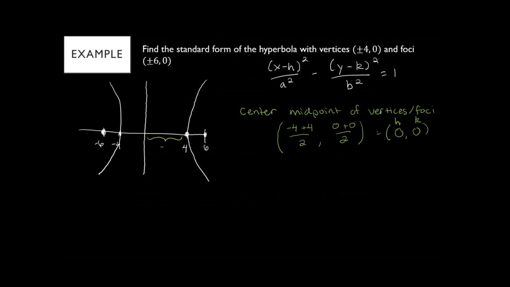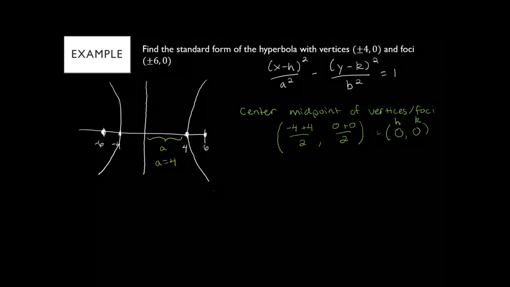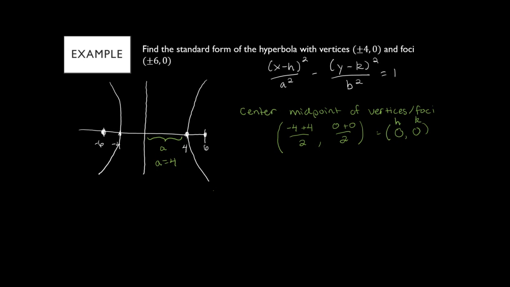So this distance here is equal to A. And since our center is at 0, this is telling us that A is equal to 4, because basically the distance from 0 to 4 or -4 is 4. And then this distance here is C. So since the center is at the origin, C is equal to 6.